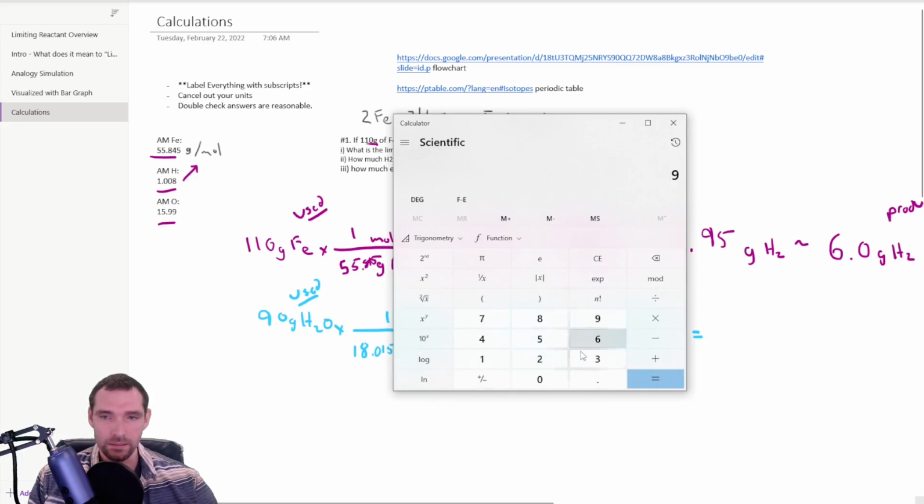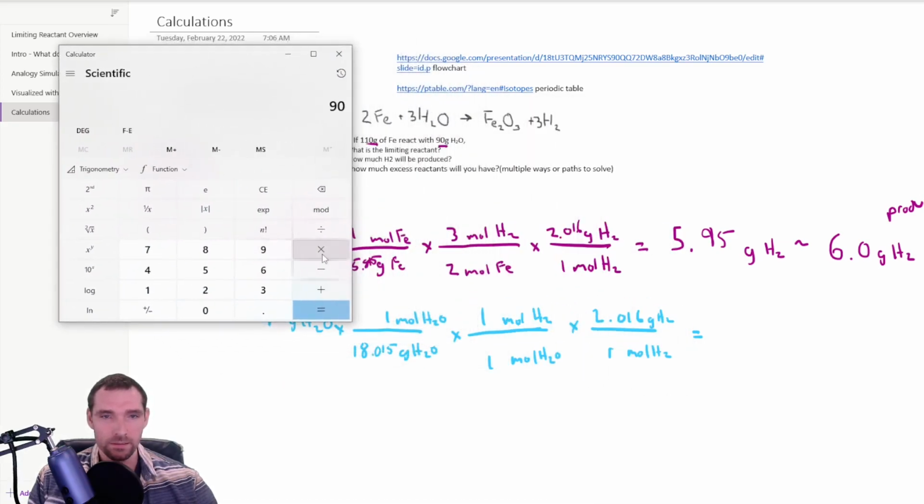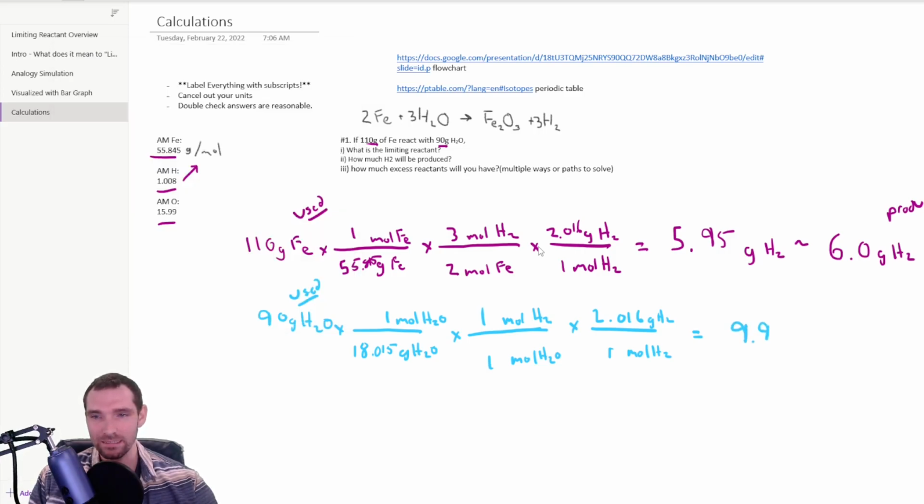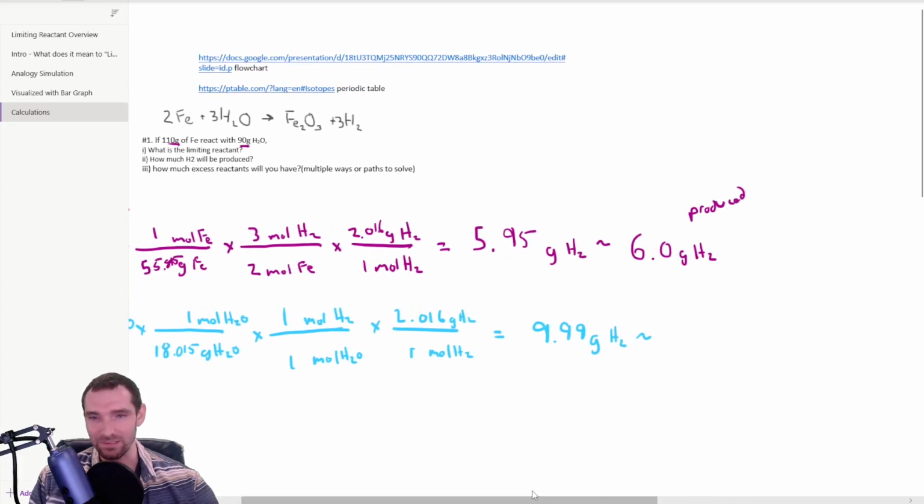We've got 90 divided by, what's that, 18.015. And then we're going to times that by 2. So it's 9.99 grams H2, which we can round. And this was actually only 1 sig fig that we had been given there. So that was going to be 10?